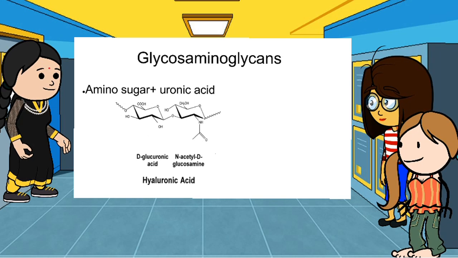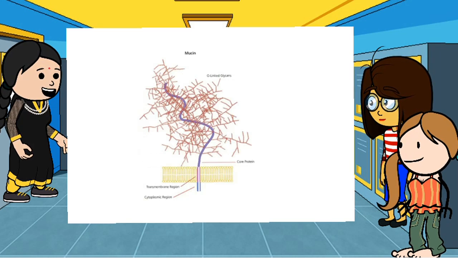Ma'am, why are these also called mucopolysaccharides? These glycosaminoglycans were first isolated from mucin, hence they are also called mucopolysaccharides.